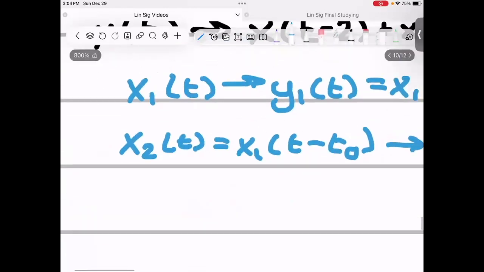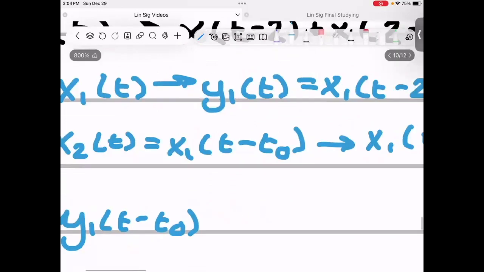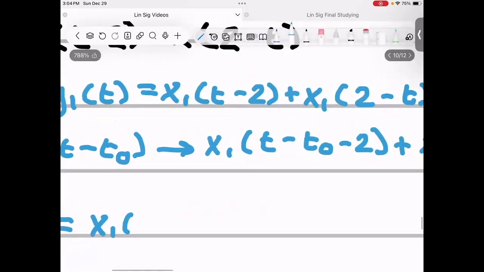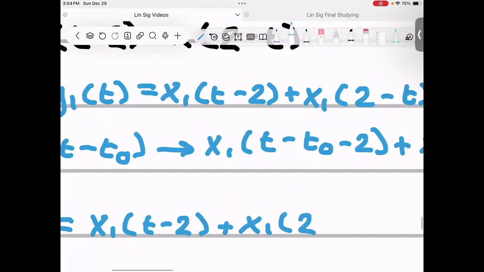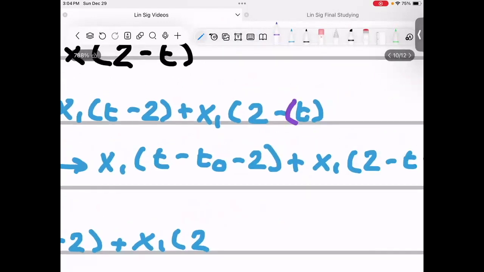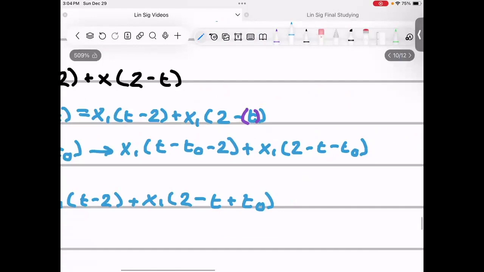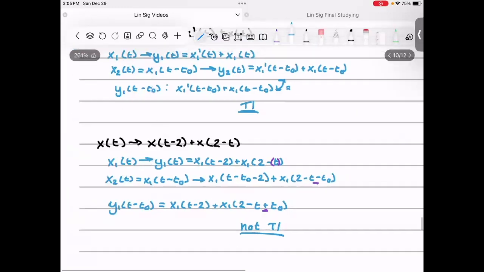And then if we go directly, y1 of t minus t naught, here we're plugging it in. So we're going to see an x1 of t minus 2 plus x1 of 2. Now we're going to pretend that there are those parentheses around the t. So 2 minus t, and then minus minus, so plus t naught. And because of that sign here, it's not time invariant. All right, that covers time invariance.